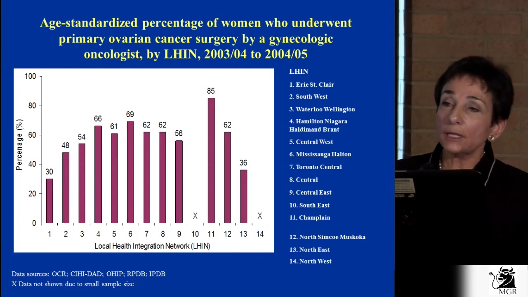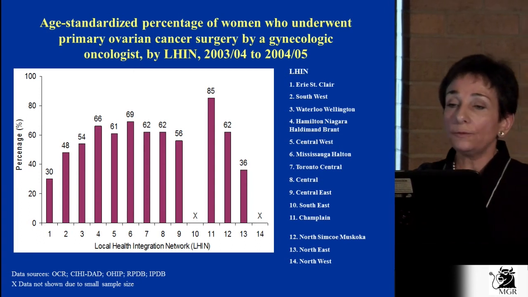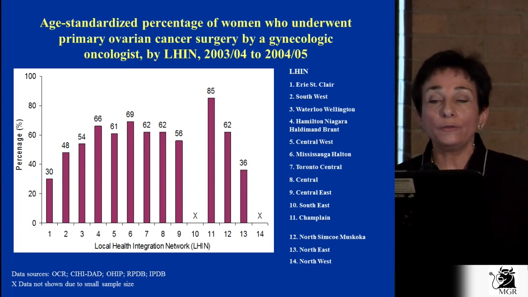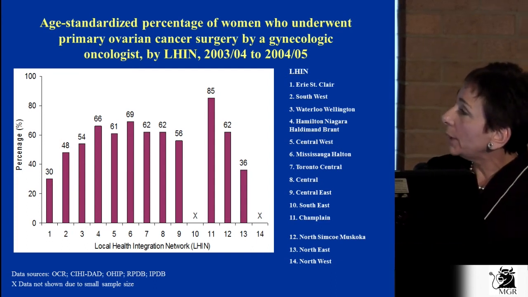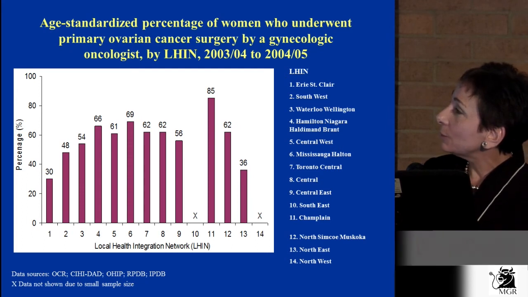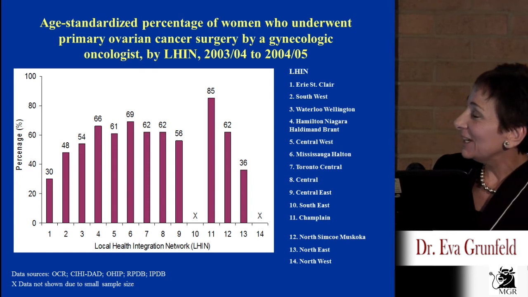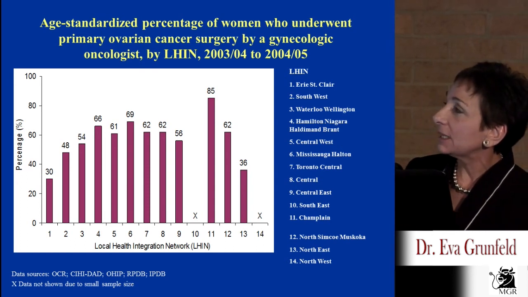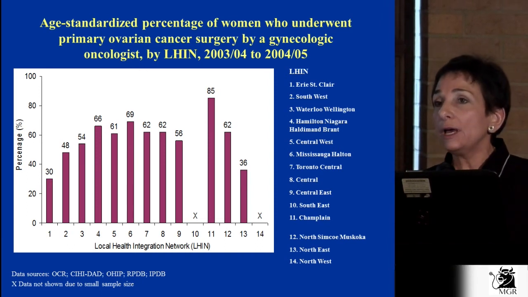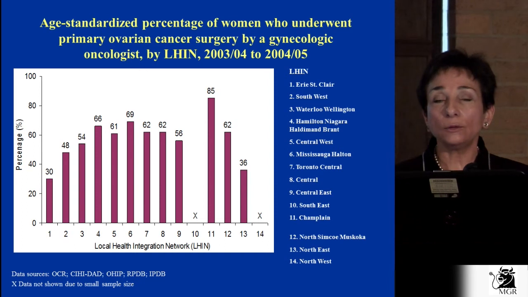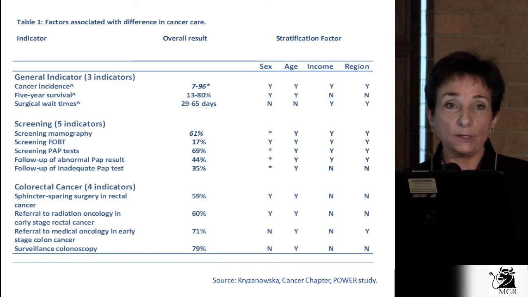And this is the final slide with respect to differences in geographical variation, where you can see that the percentage of women who underwent primary ovarian cancer surgery by a gynecologist had marked differences depending on where they are. This group here is the Champlain region, which is Ottawa, and this group here is the Erie St. Clair region. So there is a variation, and we see this in so many different aspects of healthcare, where there's a marked variation in outcomes and in the kinds of procedures that are done depending on the geographic location of the individual.